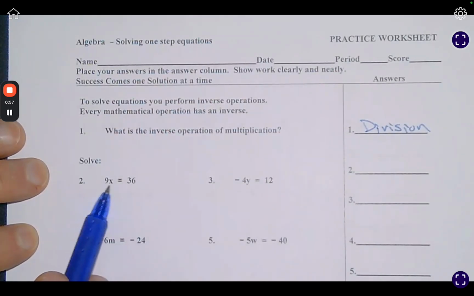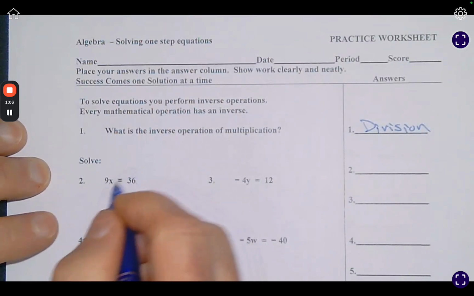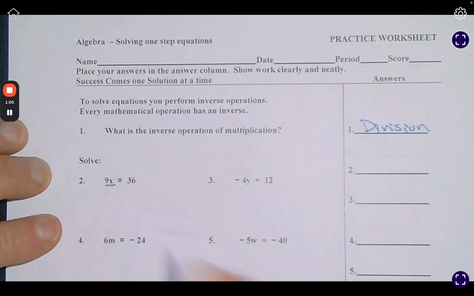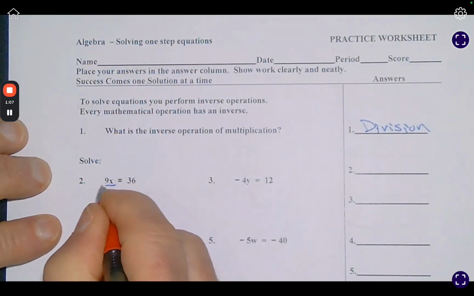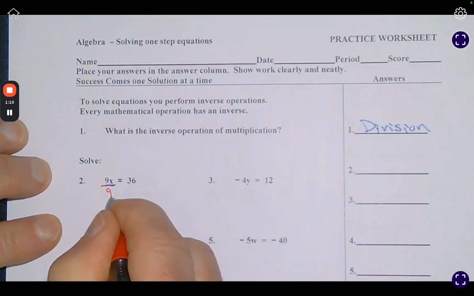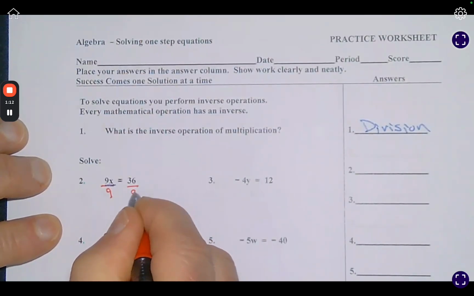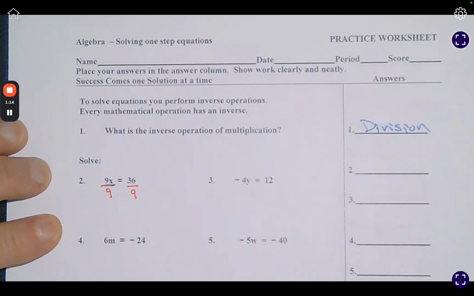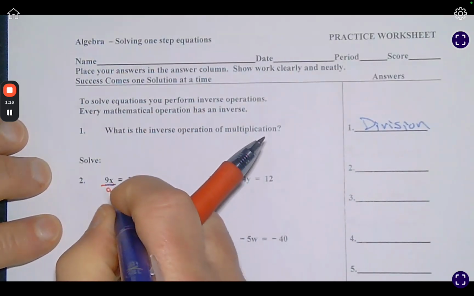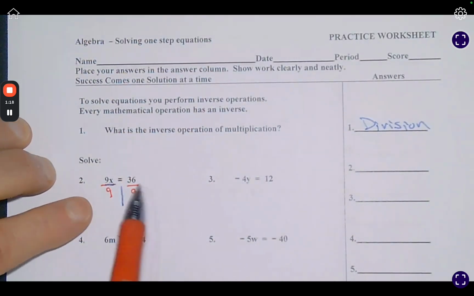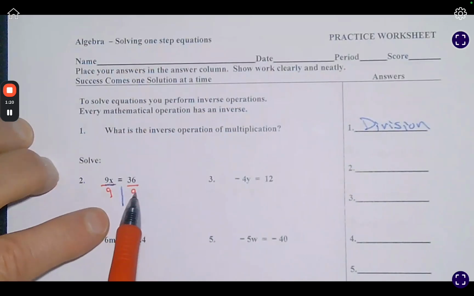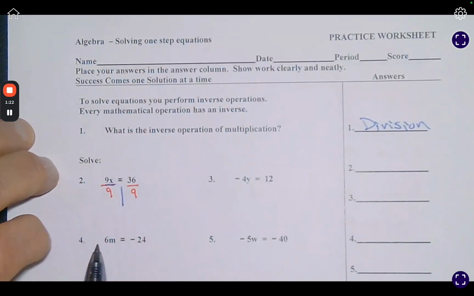This says 9 times x equals 36. So 9 times some number is 36. Well, if I undo this multiplying by 9, I'm going to undo it to both sides. Now, when I say both sides, I'm talking about both sides of the equal symbol, right? So there's two sides, a left and a right. So whatever I do on the left, I got to do on the right.